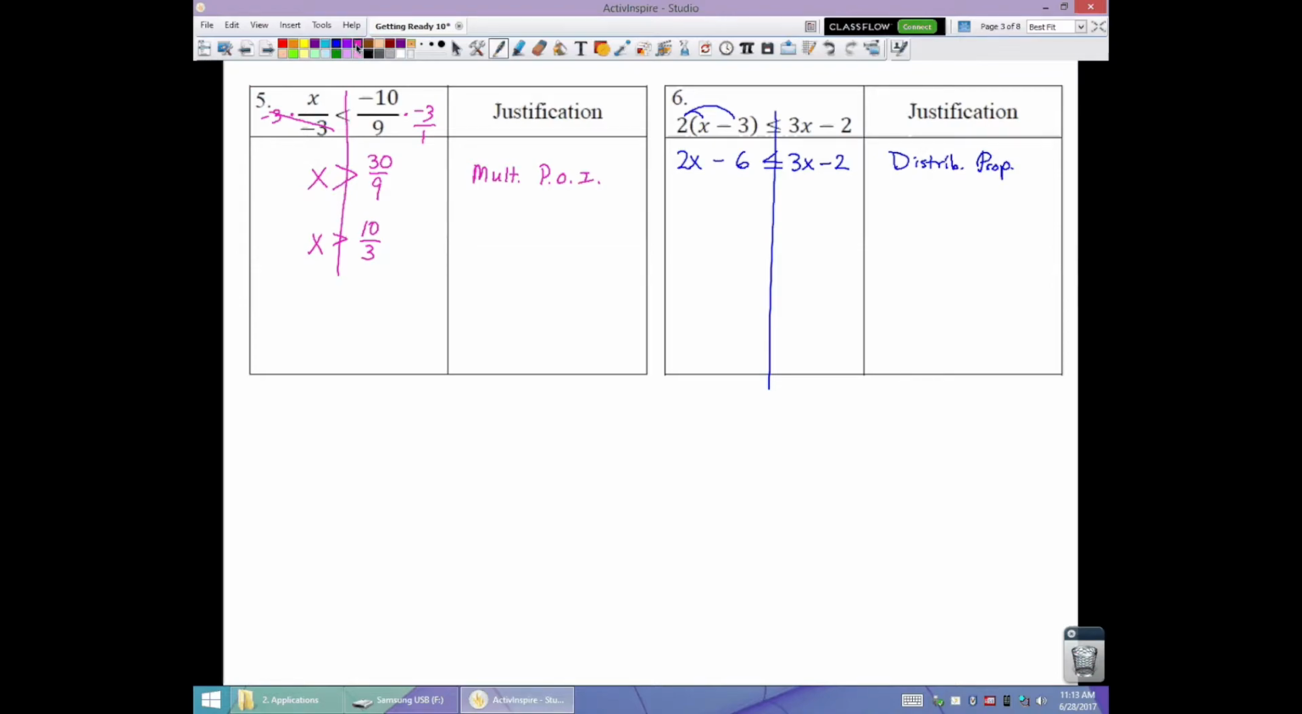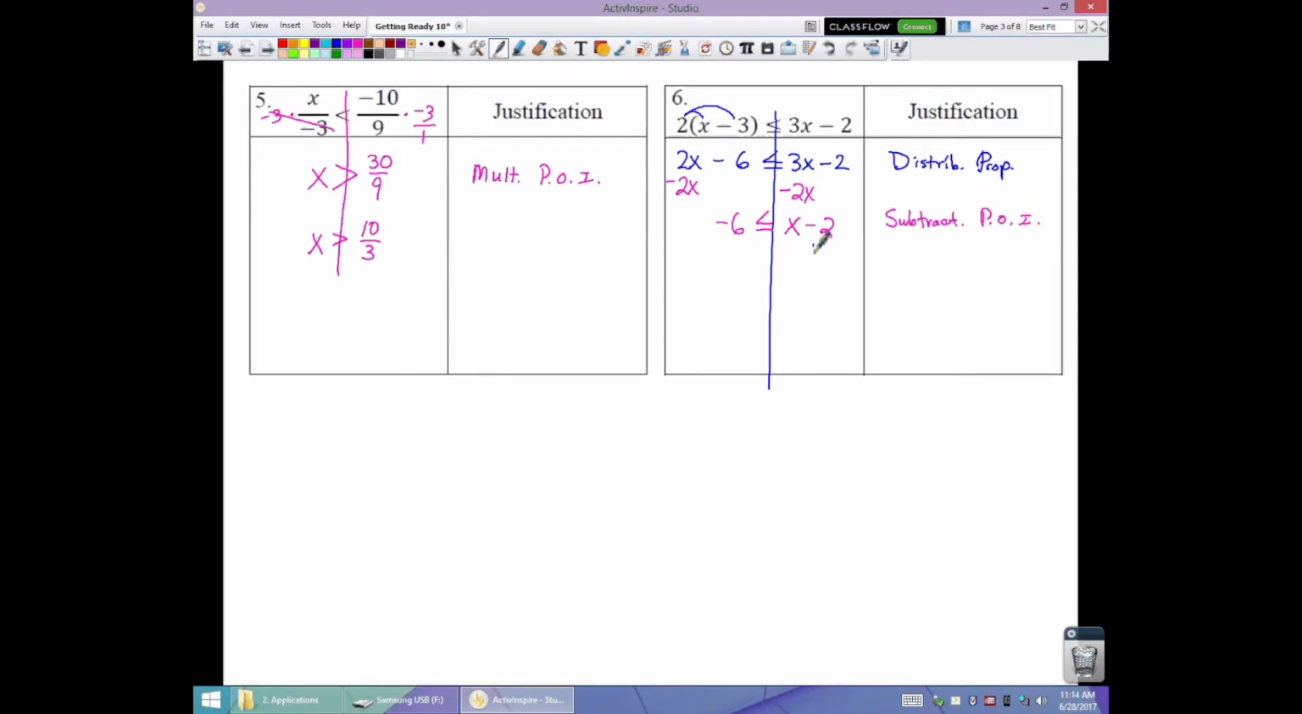Now there are variables on both sides. Since 2x is smaller than 3x, I'll cancel the 2x. That means I need to subtract 2x from both sides. I'll be left with negative 6 is less than or equal to x, or 1x, minus 2. That was the subtraction property of inequalities.